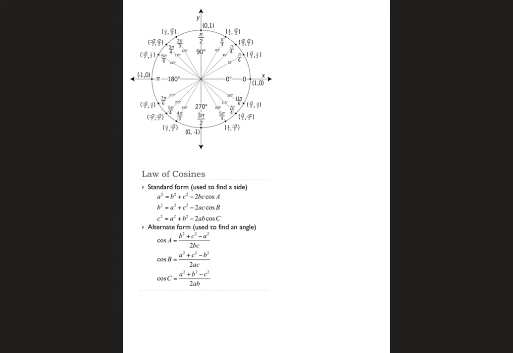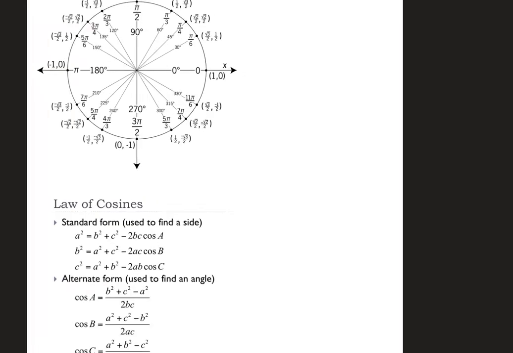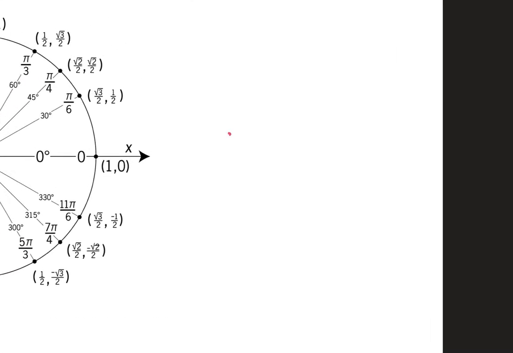There is a packet in here that goes chapter by chapter. And then I will post one more that kind of has it all mixed in. This reference sheet will be given to you. So you're going to get the unit circle and you're going to get the law of cosines formulas. You can use a calculator, a scientific calculator.